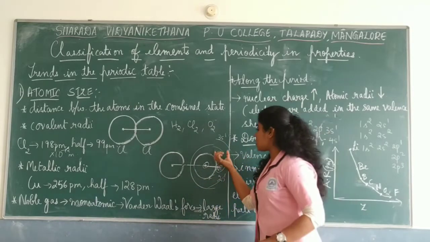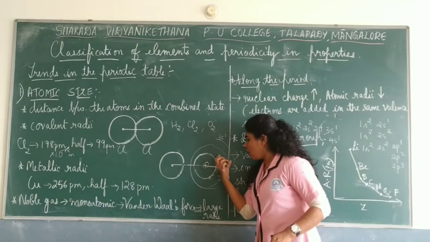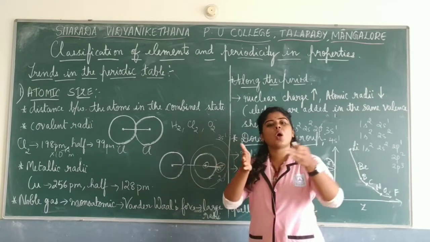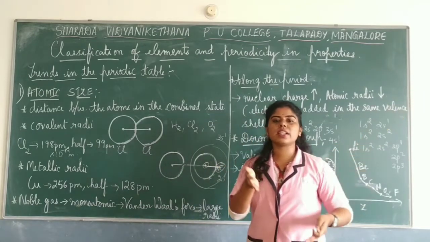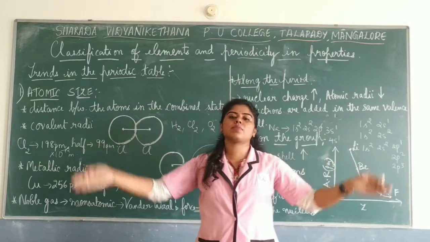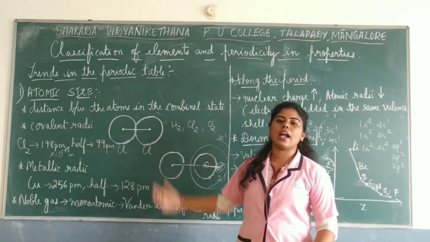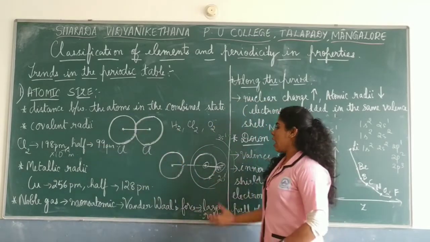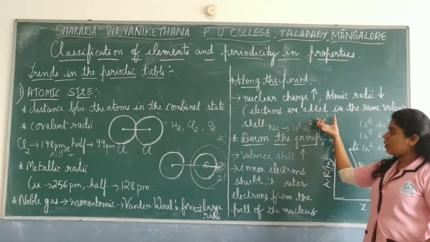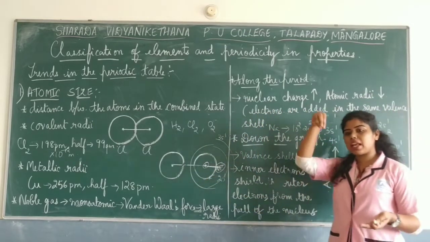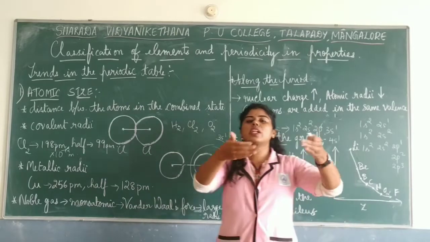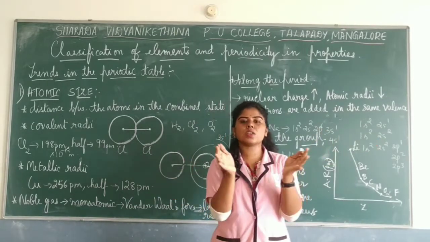Got it? So as they shield this force of attraction, what happens to the size? Obviously they will be far away from the nucleus, and that is why the size also keeps on increasing, and hence the atomic radii also increases. Did you all get it? So along the period, what happens? The electrons are being added to the same shell, so nuclear charge increases, so size will shrink.